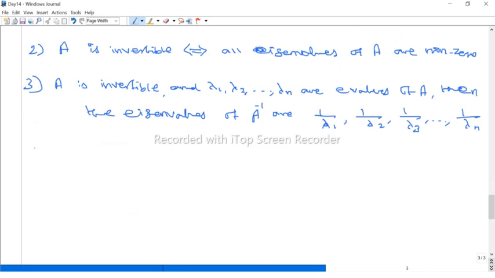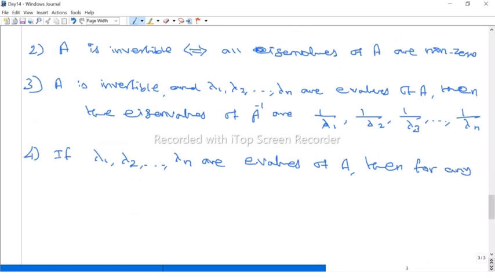So maybe I can write another point. Suppose lambda 1, lambda 2, etc., lambda n are eigenvalues of A, then for any positive number k, because we cannot say anything about negative numbers or zero, for any k greater than 0, the eigenvalues of the matrix A power k are lambda 1 power k, lambda 2 power k, just raise the power to each eigenvalue, lambda n power k.